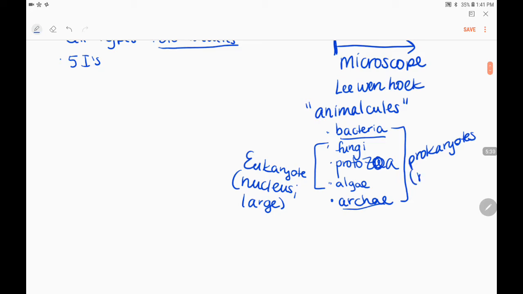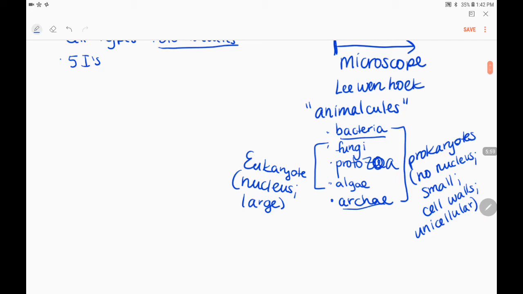The prokaryotes have no nucleus, so it's kind of weird to define something based on something it doesn't have. But nonetheless, here we are. So prokaryotes have no nucleus, and these are typically small. And they all have cell walls. And they're almost always unicellular. I actually can't think of an example that's multicellular.